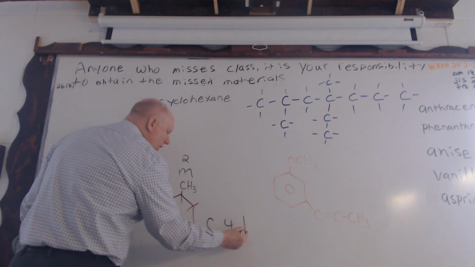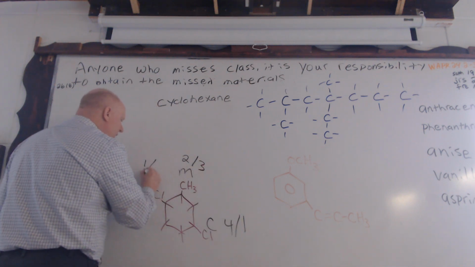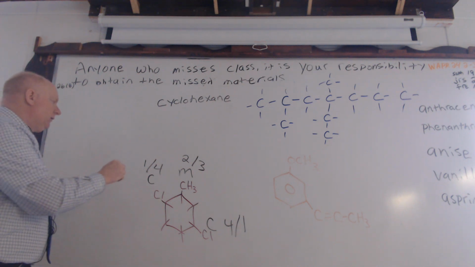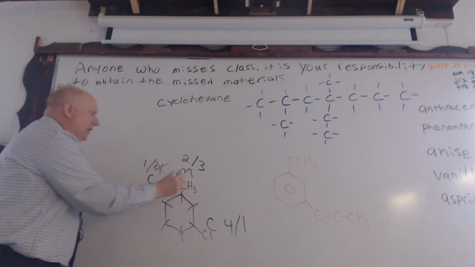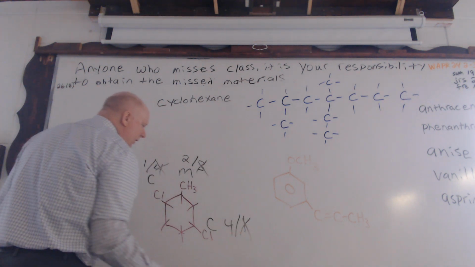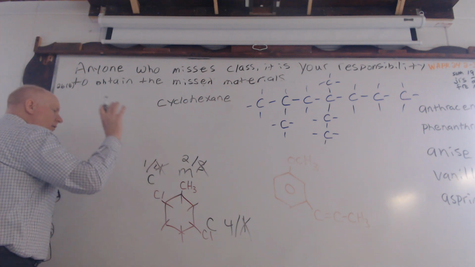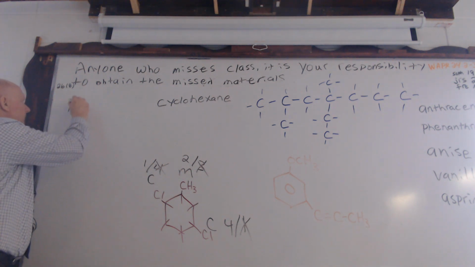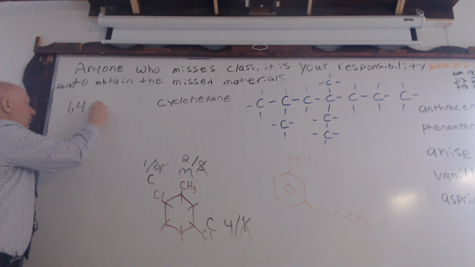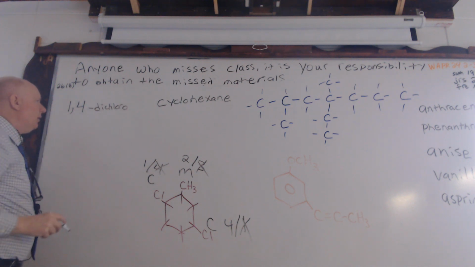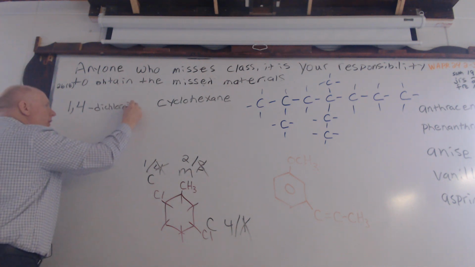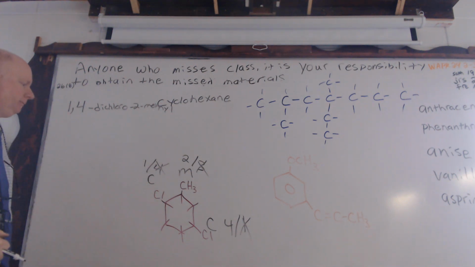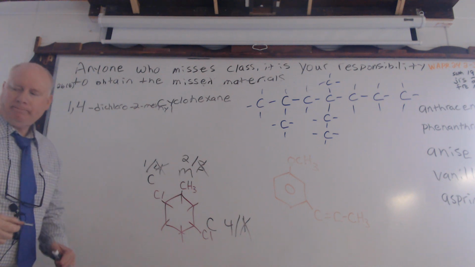So 1, 3, and 4. So which one would make the most sense? This one. So eliminate that, and eliminate that. Once we do that, we've got 1, comma what? Dichloro. And then what's left? 2 dash, and run out of room. Methylcyclohexane.